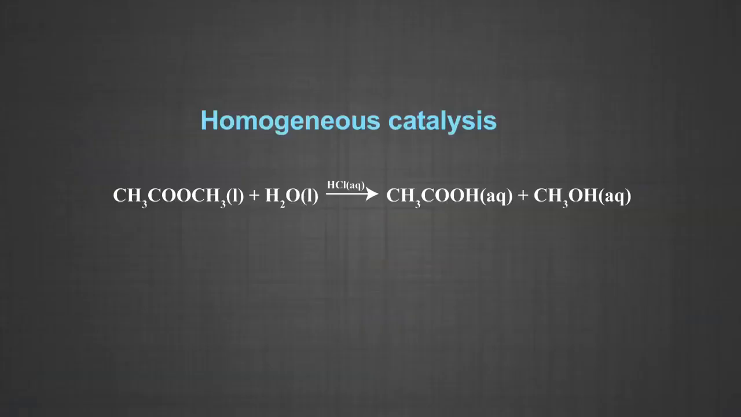In this, the reactants sulfur dioxide and dioxygen and the catalyst, which is nitric oxide, are all in the same gaseous phase. Number 2, hydrolysis of methyl acetate is catalyzed by H plus ions furnished by hydrochloric acid. According to the equation, methyl acetate is hydrolyzed by water in presence of hydrochloric acid to give acetic acid and methanol. As you can see, both the reactants and the catalyst are in the same liquid phase.